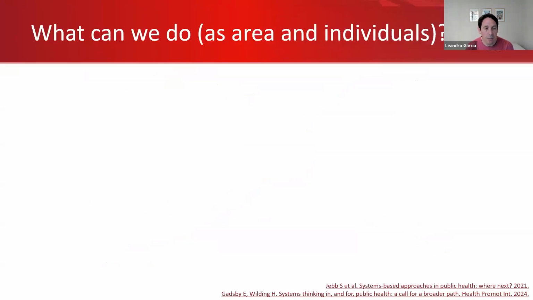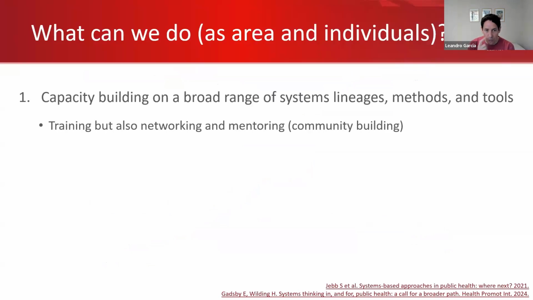So just to finalize my presentation, what we can do as an area, as individuals, if we want to embrace systems science more fully in our practice. The first one is capacity building on a broad range of systems lineages, methods, and tools. I'm not suggesting that every one of us will be a researcher that is well-rounded on all these things, but as an area, we should try to be more inclusive of other ways of thinking about systems and doing systems approaches, more embracing of different methods, different tools that help us to embrace more fully a systems approach.